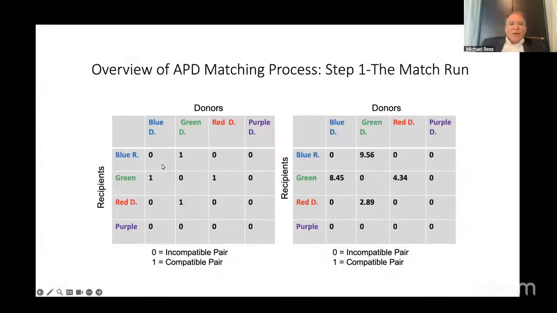Red pair and a purple pair. And every place in this matrix where there's a 1, there's a match. So the green pair, the green donor matches the recipient, the blue recipient. Now, every place there's a 1, you need a point score. How good of a match is it if the green donor gives to the blue recipient? So they all get a point score, and you see these point scores vary.